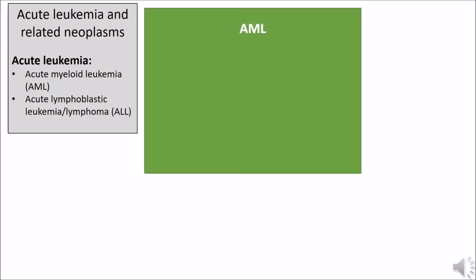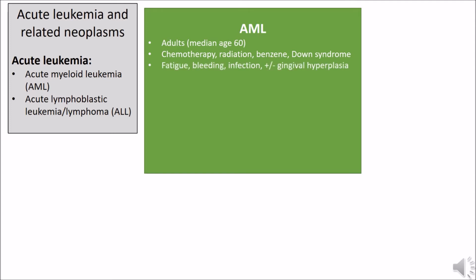Acute myeloid leukemia is a neoplastic disorder of immature myeloid cells, myeloblasts. The risk increases with age and is therefore more common in adults. Additional risk factors include a history of prior chemotherapy or radiation, benzene exposure, and Down syndrome. Patients present with symptoms related to marrow infiltration, including fatigue, anemia, bleeding, thrombocytopenia, and infection, low number of functioning white blood cells. An additional symptom is gingival hyperplasia, which is caused by an infiltration of leukemic blasts into the gums.